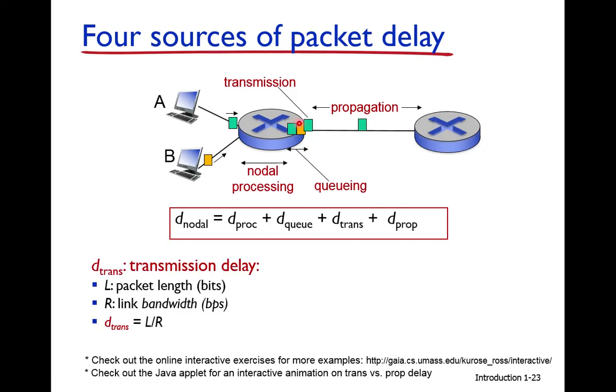Transmission delay means when the packet gets its turn to be transmitted. Transmission means moving the data from the router to the link. This is called transmission delay. And how much data can be moved at a time from the router to the link depends on the link bandwidth. So the transmission delay can be computed by L by R, where L means the packet length and R means bandwidth.